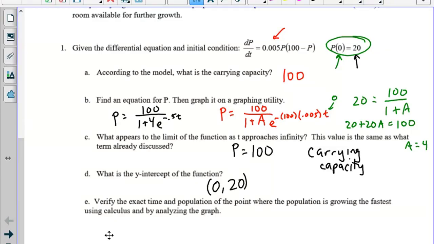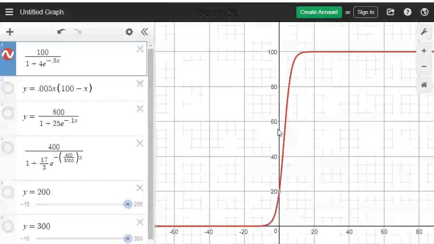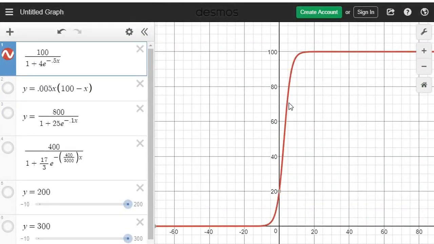And what we're going to do now is verify the exact time and population of the point where the population is growing the fastest. It appears that this is somewhere in this area. In order to do that, we're going to take a look at this differential equation that we had: dp/dt equals 0.005 p times (100 minus p).